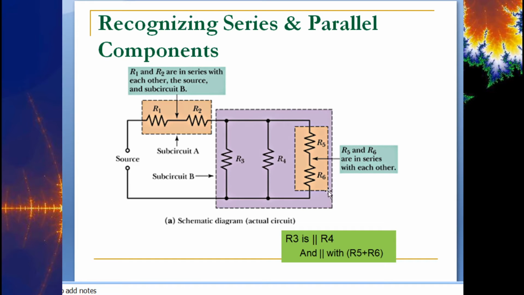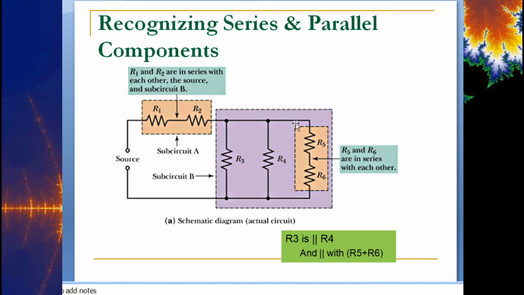So when we do our analysis, these two resistors will be added together, and the equivalent will be put in its place. And then these three branches will be taken in parallel, and a single equivalent resistance will be put in their place. Now, over here on this parallel branch that we've got with R3 and R4, you see that there are two resistors in series.